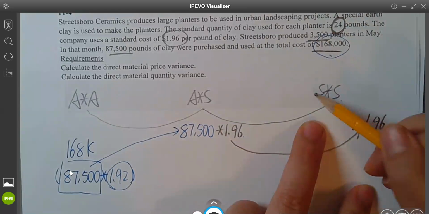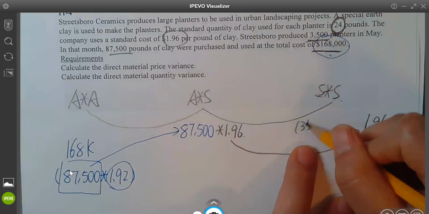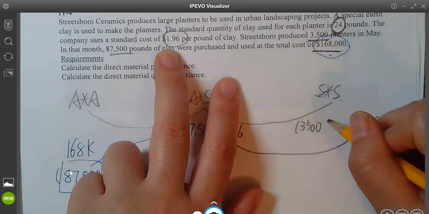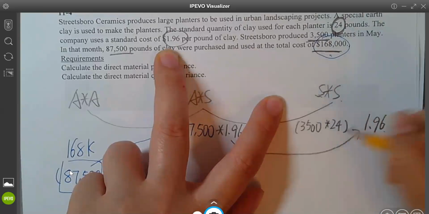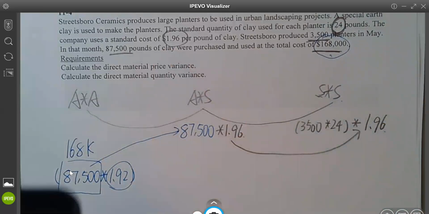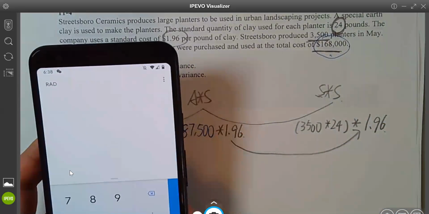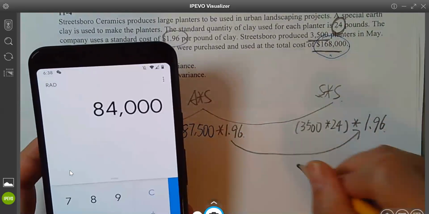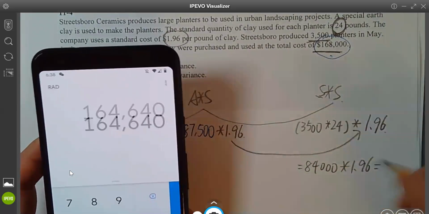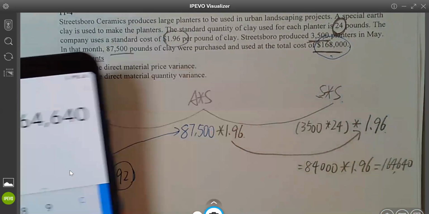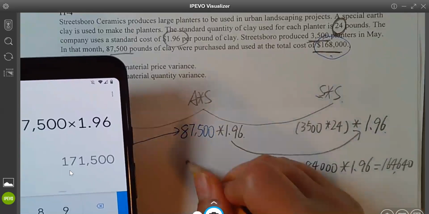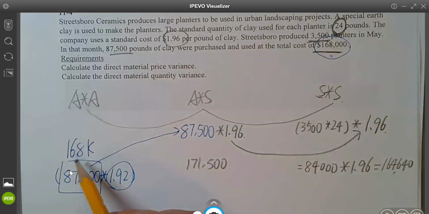And then standard quantity is we produced 3,500 planters, and each one we need 24 pounds. So that's the standard direct material. So if we do the math, it will be 3,500 times 24. That gives us 84,000 times 1.96 equals 164,640. And 87,500 times 1.96 gives me 171,500, and this one was already told to you: 168,000.